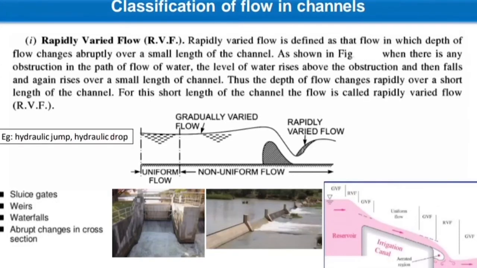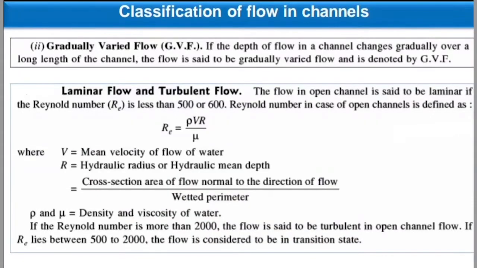In rapidly varied flow, the depth of flow changes rapidly over a small length of channel. As shown in the figure, when there is any obstruction in the path of flow, the water level rises above the obstruction and then falls and again rises for a small length. Thus, the depth of flow changes rapidly over a small length of channel. If the depth of flow changes gradually over a long length of channel, then the flow is said to be gradually varied flow.